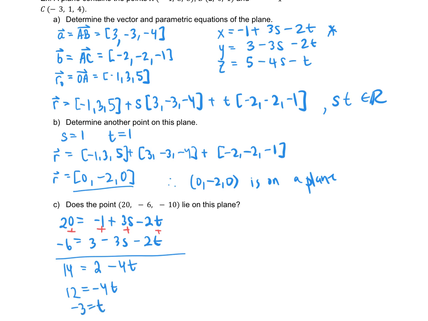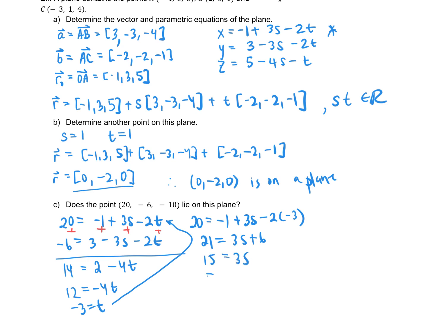That's great. Now I want to solve for s. So I'm going to plug it into my top equation. So that's 21 equals 3s plus 6. Bring the 6 over and we have 15. And 5 equals s. So I know s equals 5 and t equals -3 will work for the x and y parametric equations because that's what we used to solve for them.